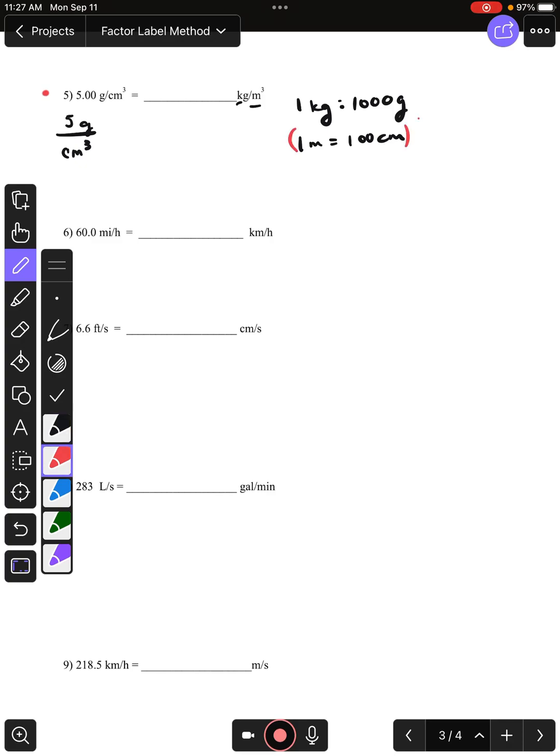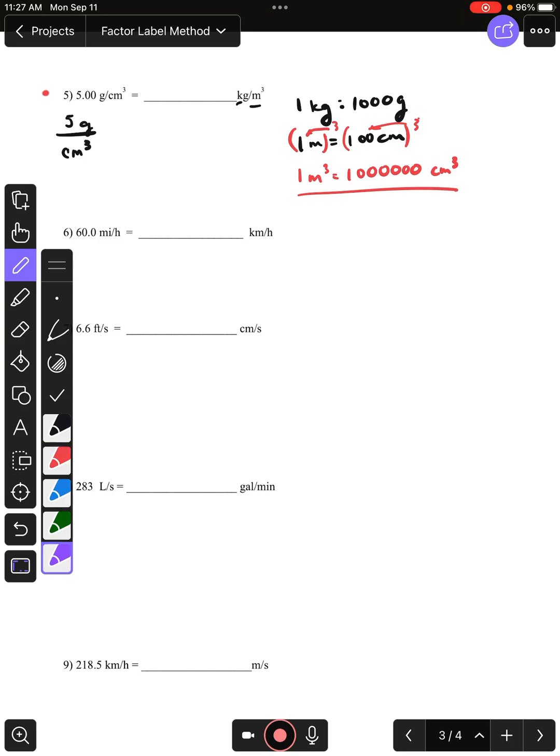So I'm going to do cubes on both sides. Cube this side and cube this side. When you cube a quantity in parentheses, you have to distribute that cube to everything. So 1 cubed is 1. Meters cubed is meters cubed. 100 needs to be cubed. When I do 100 cubed in my calculator, I get 1 million. So this is equal to 1 million centimeters cubed. Now, this is going to be the conversion factor I use.